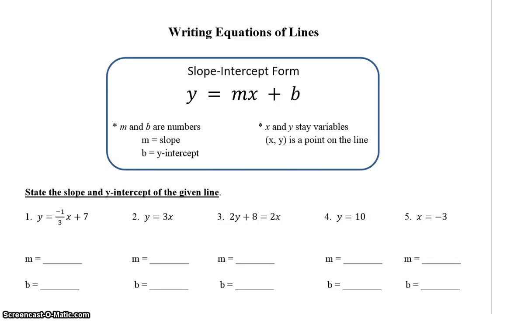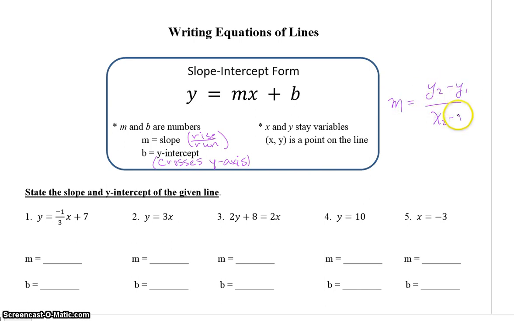Today we are going to write the equations of lines, and if you remember, slope-intercept form is y equals mx plus b. M and b are numbers and x and y are variables, so x and y will still be in your equation there. M is the slope of the line and b is the y-intercept. So y-intercept is where it crosses the y-axis. And the slope, if you remember, is rise over run. But we also have a slope formula if you are given 2 points, y2 minus y1 over x2 minus x1.